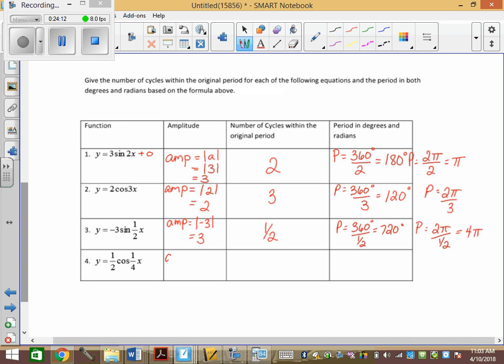This one, the amplitude equals absolute value of 1/2, which is 1/2. The period equals 360 divided by 1/4, which is 1440. And then 2 pi divided by 1/4, which is 8 pi. So how many times does this one repeat itself? 1/4. You see how they match up with B, right? All right.